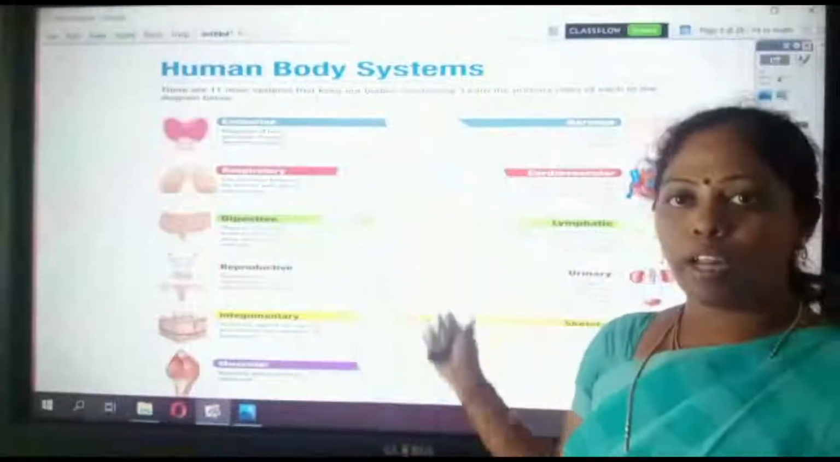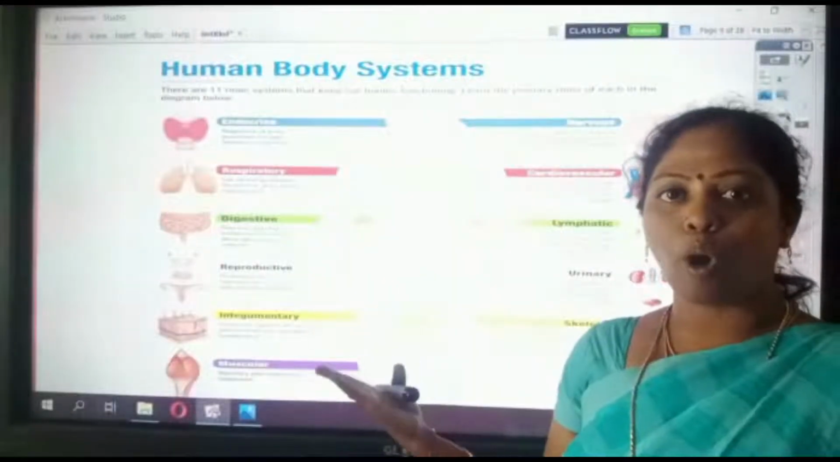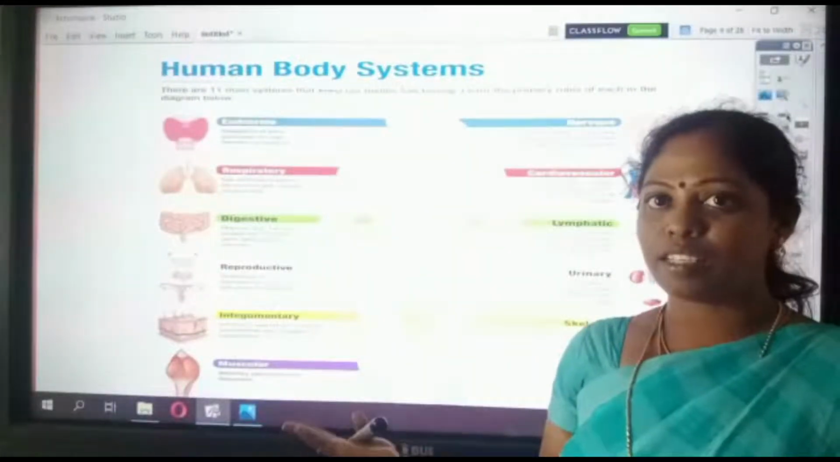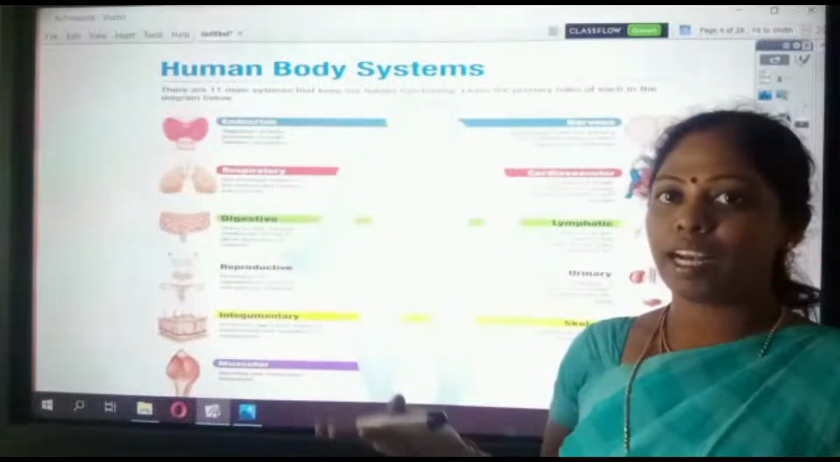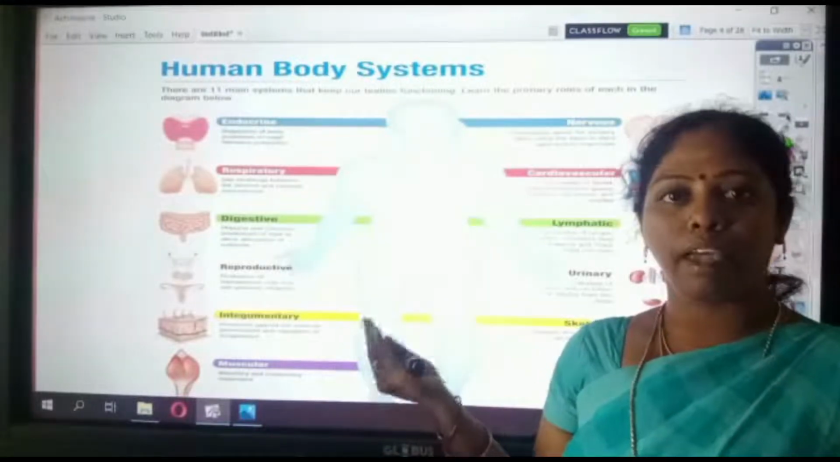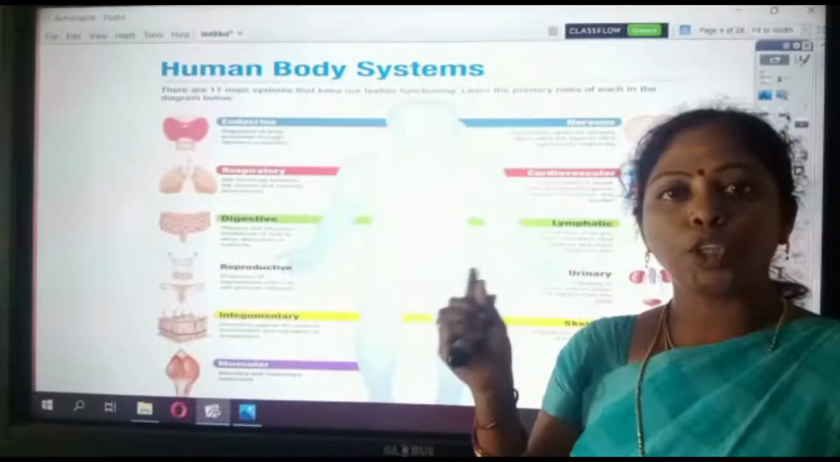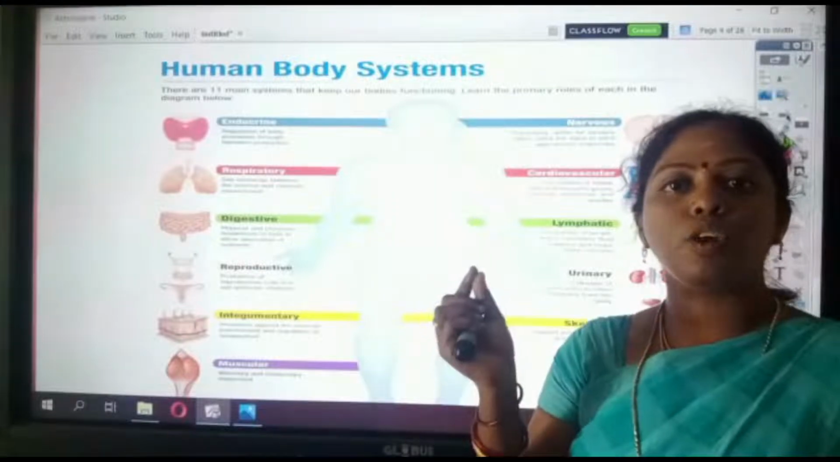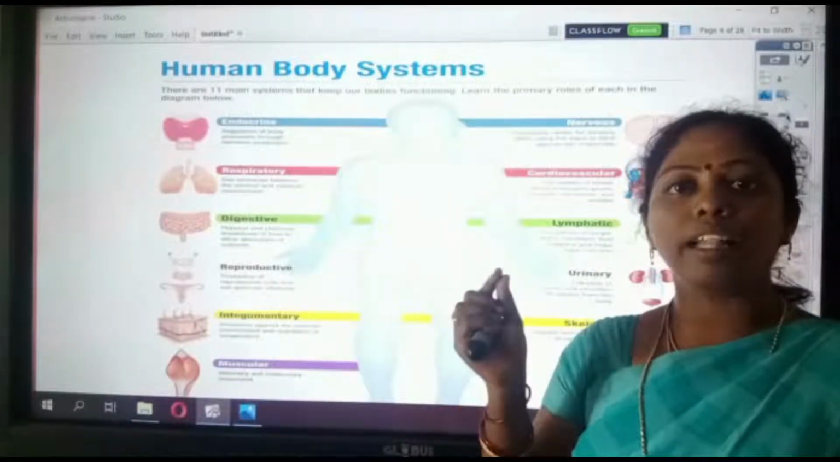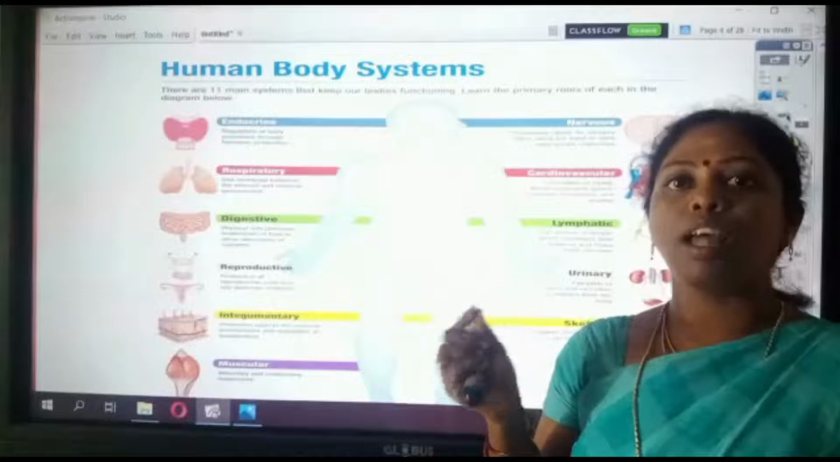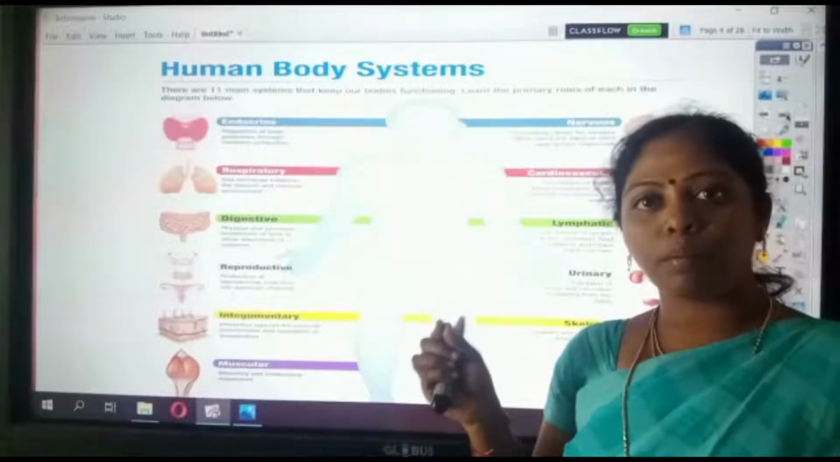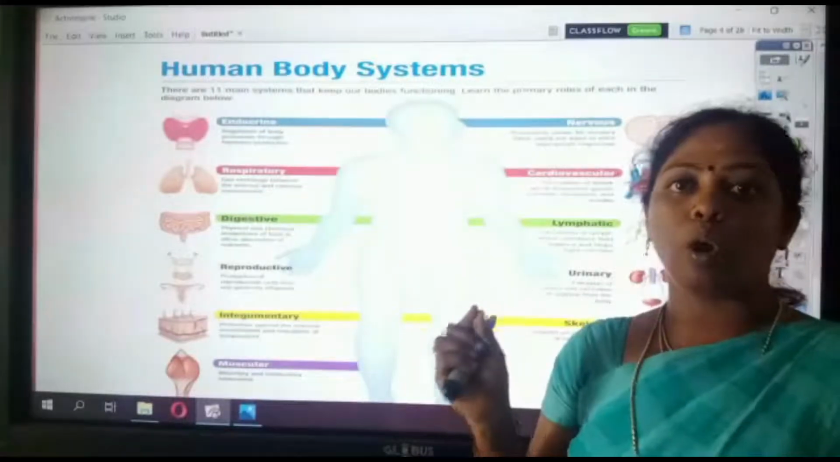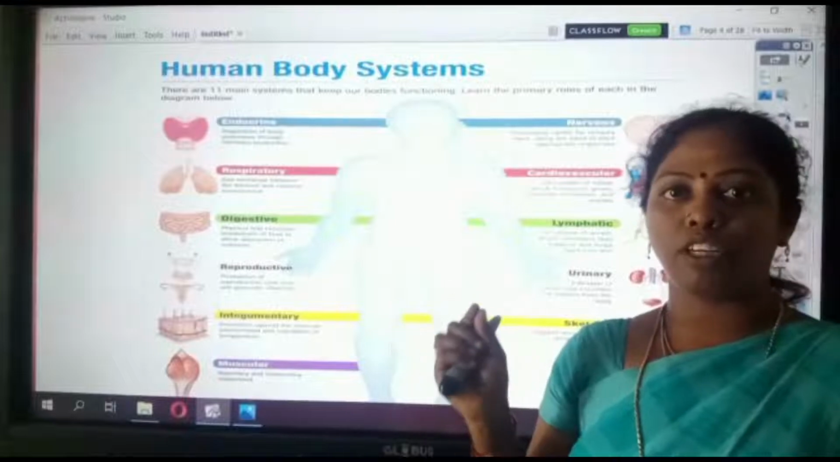So our body consists of different organ systems such as the digestive system, skeletal system, nervous system, etc. Each organ system consists of different organs and they have specific functions. Likewise, the skeletal system is also an important organ system which has a specific function.